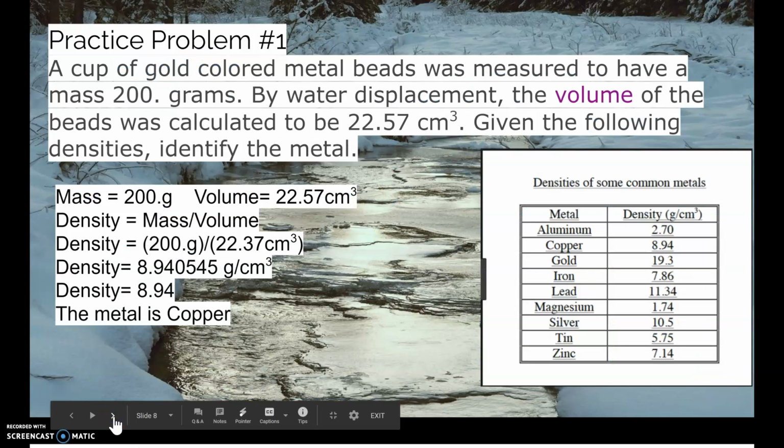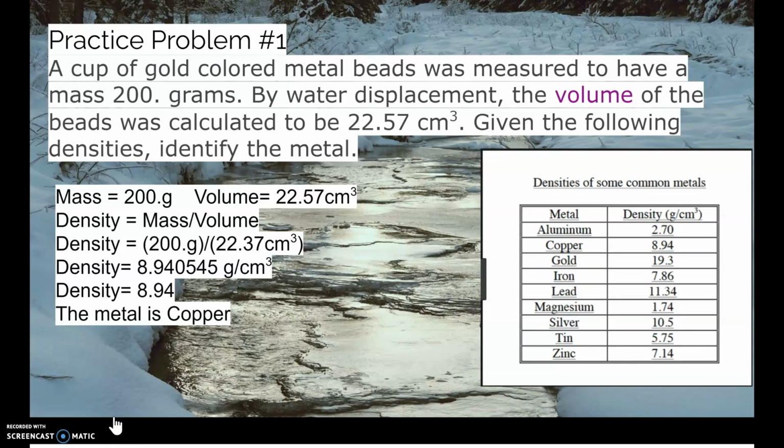Very well, let's look at our practice problem number 1. A cup of gold-colored metal beads was measured to have a mass of 200 grams. By water displacement, the volume of the beads was calculated to be 22.57 centimeters cubed. Given the following densities, identify the metal.